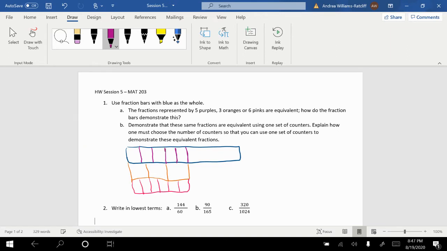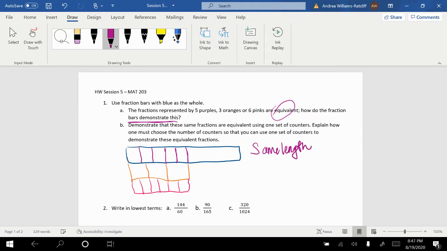All right. So there's my 5 purples, 3 orange, 6 pinks. And it tells us we know that these are equivalent, and it wants to know how the fraction bars demonstrate this. If we were to lay this out, what's the pattern that we would notice? We would see all of these combinations of strips would be the same length.